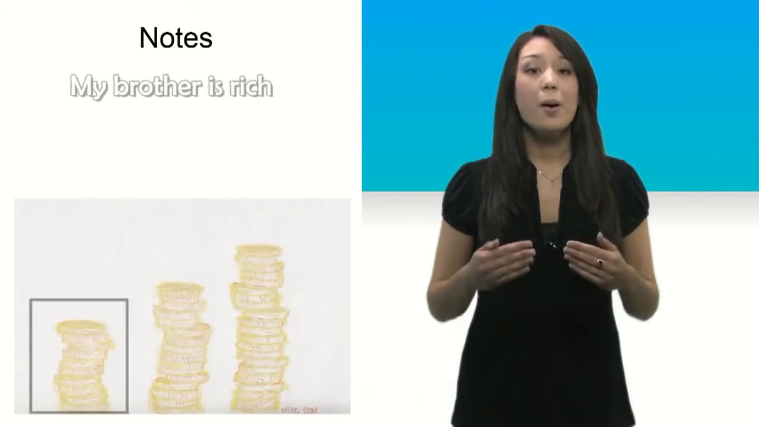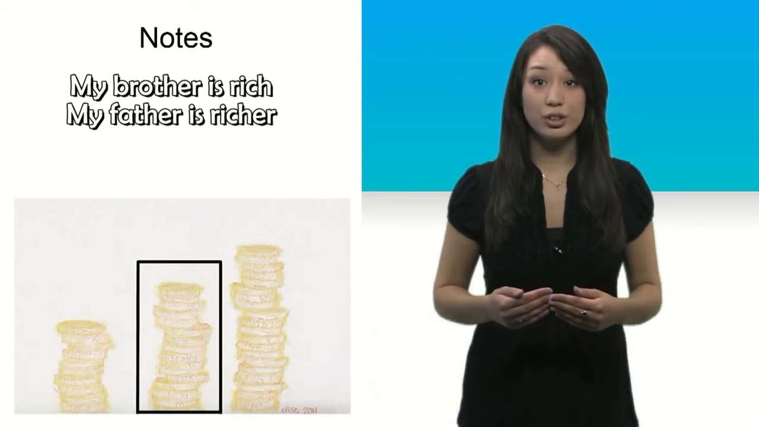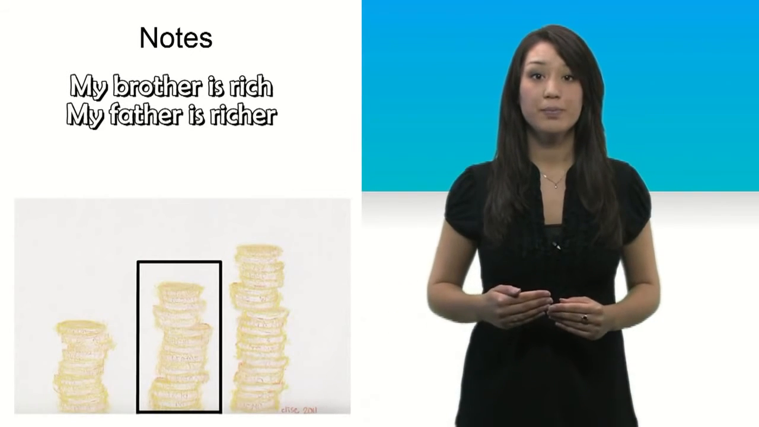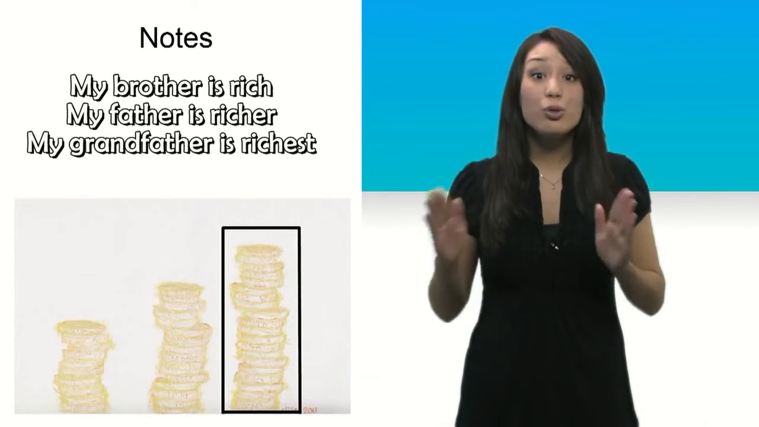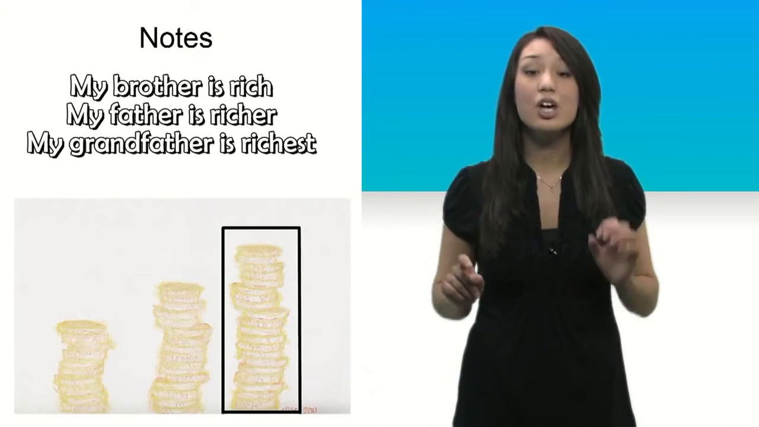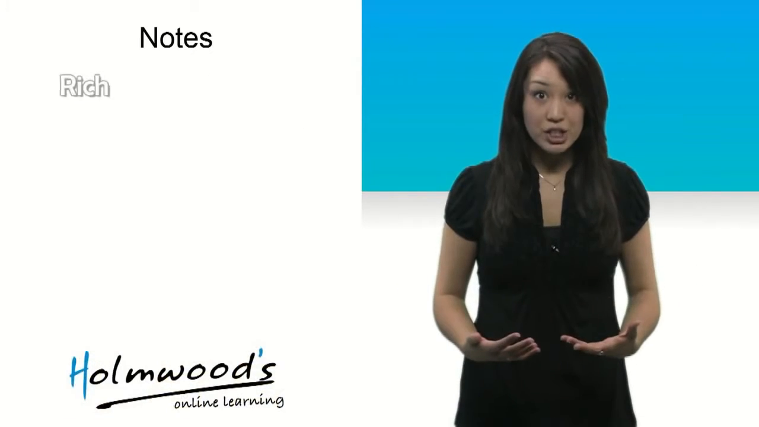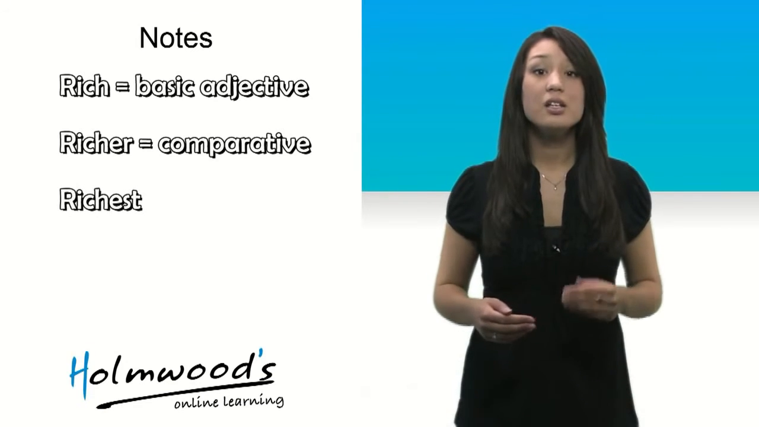Another example is the word rich. My brother is rich. My father is richer because he has more money than my brother. My grandfather is richest because out of the three of them, he has the most money of all. The word rich is the basic adjective. The word richer is the comparative. The word richest is the superlative.